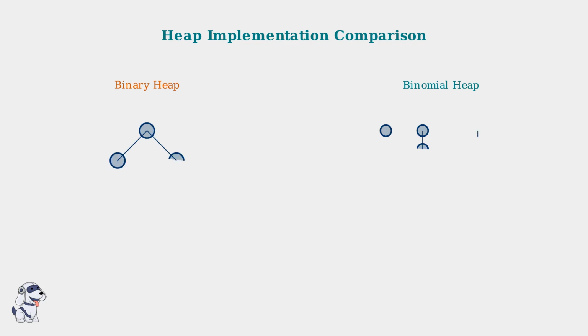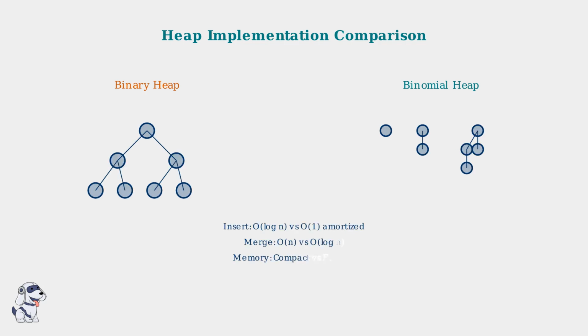Consider hash tables. The choice of hash function can make the difference between excellent and terrible performance. Different implementations of the same data structure can have vastly different performance characteristics. Binary heaps and binomial heaps both provide logarithmic operations, but their constant factors and specific operation costs vary significantly.